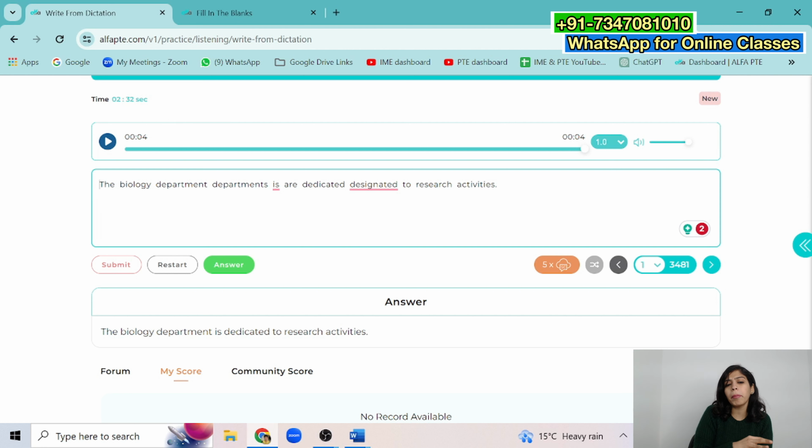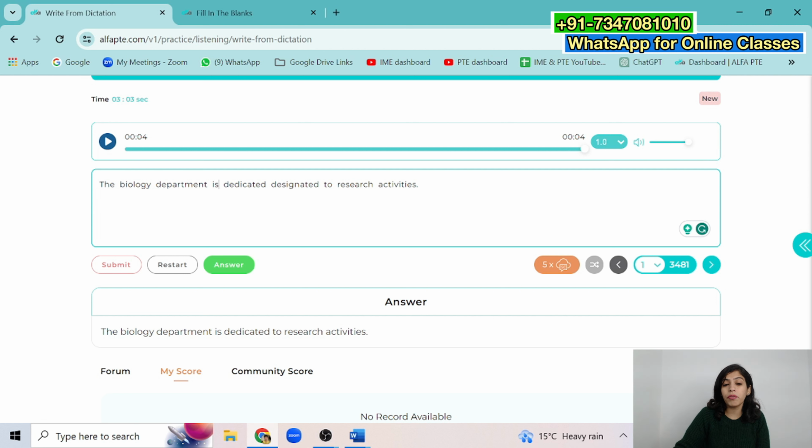It is not a random biology department. It is the biology department which is dedicated to research activities. So we got to know that, for example, it was department only. Okay, if you are able to recall it. So simply write is, remove are, because it is biology department, only one department. So we are going to write is dedicated to or designated to. If you are not sure of this, you can write both of these, to research activities.